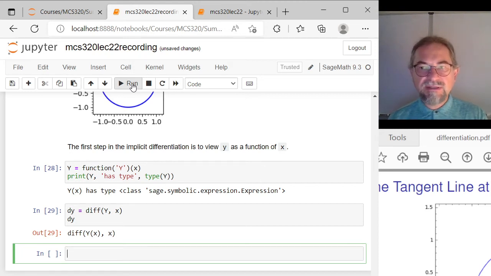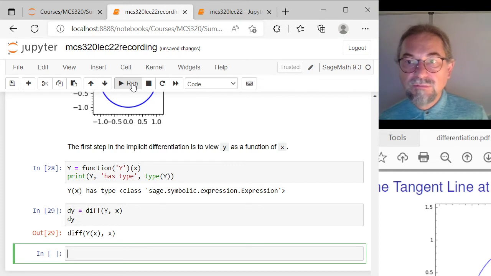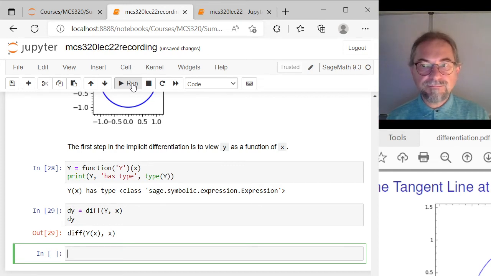So the y is only declared as a function of x. Nothing else is known about the capital Y, but the fact that it depends on x means that its derivative is not 0. So if I would do the derivative of the little y with respect to x, which I will not do, that would be 0, so that would not help us.